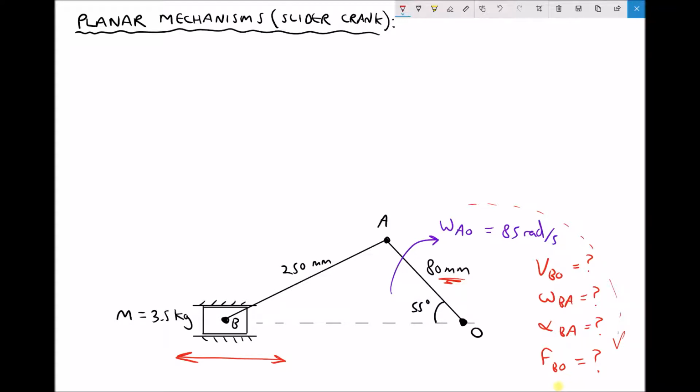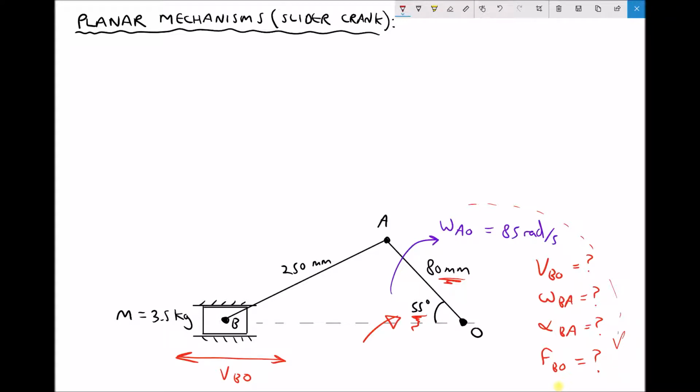The slider is constrained, so it can only move in the horizontal plane, and what we want to determine is the velocity of the slider relative to the origin at the point where this internal angle equals 55 degrees. The velocity of the slider is going to change as that angle changes, and it's going to oscillate backwards and forwards. So that's the first thing that we're going to determine, the linear velocity of the slider relative to the origin, or the velocity of point B relative to point O, when we have an angular velocity of 85 radians per second and an internal angle of 55 degrees.